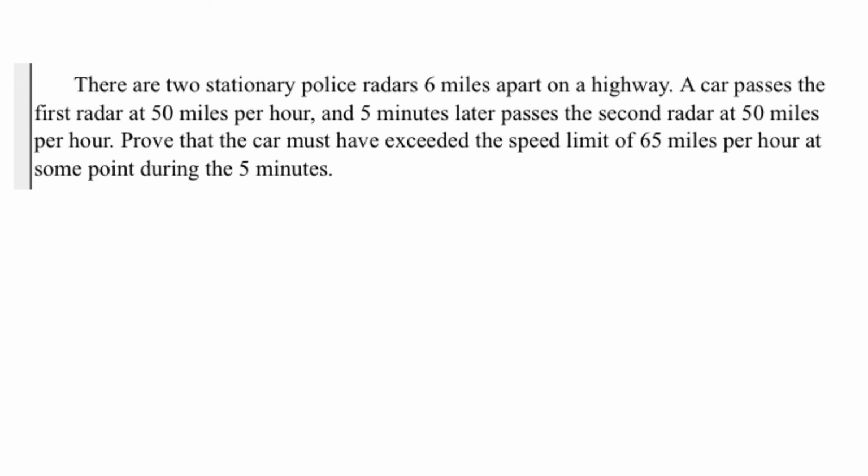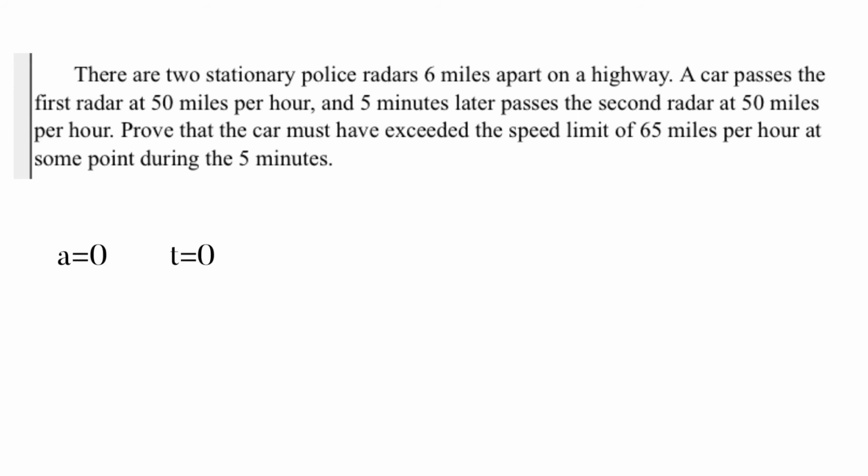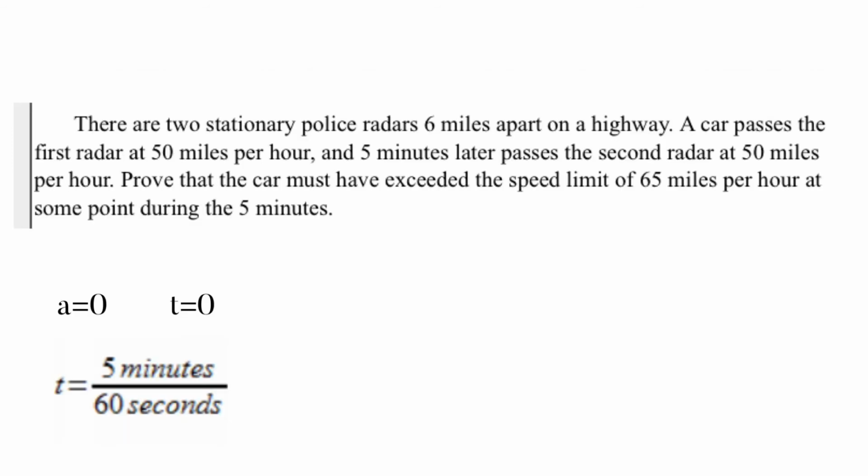Now, the first thing that we have to do is we need to use the times that the car passed by the radars as our endpoints. We can let A equal 0 since the car passed the first radar at the time t equals 0. For the other point, B, we can use 5 minutes, but we have to convert it into hours as the units are miles per hour. So overall we get t equals 5 minutes over 60 minutes, and if we divide, we get 1 over 12 hour.